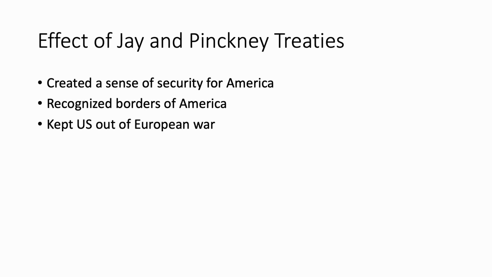Then came Pinckney, because Spain got involved. So Spain was afraid that the US was getting closer with England, not with Spain. It's basically high school. So they offered a treaty giving the US pretty much everything the US wanted. They gave the US access to the Mississippi River. They agreed to a border between Florida and the US. And they said that the US could use New Orleans as a cargo transfer point. These are huge things. So this created a sense of security for America, and it helped to recognize the borders. And both of these treaties ultimately kept the US out of European war.